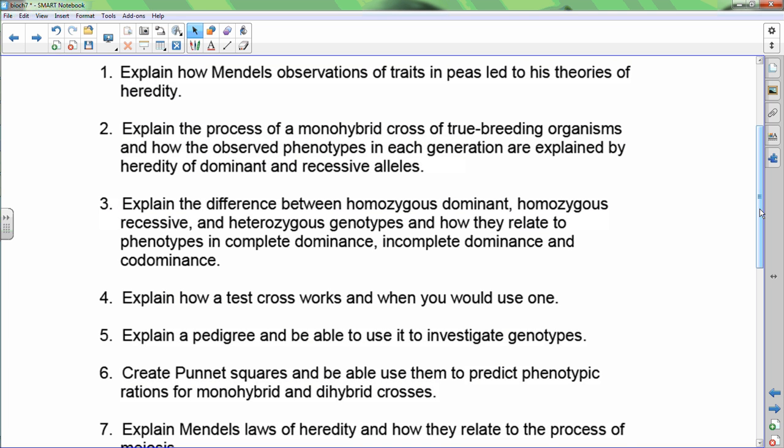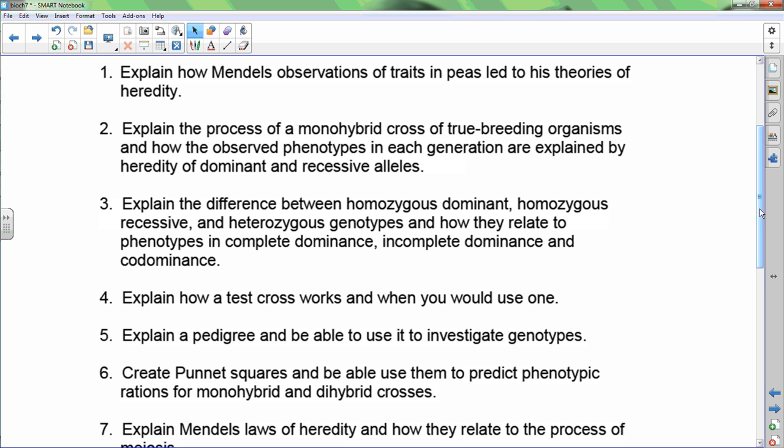Number 2 says, explain the process of a monohybrid cross of true breeding organisms and how the observed phenotypes in each generation are explained by heredity of dominant and recessive alleles. That's kind of a mouthful, but let's break this down. Now, number 1, we need to know the difference between phenotypes and genotypes. Phenotypes, remember, are how they look. And remember, that's all Mendel could see. All he could do is breed stuff together and see what the offspring looked like. He could see phenotypes. But from the phenotypes, he was able to come up with a theory of the genotypes.